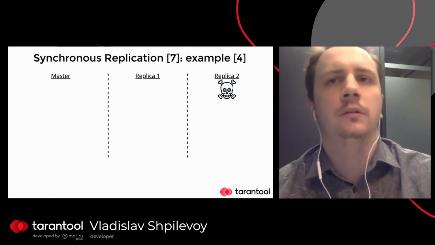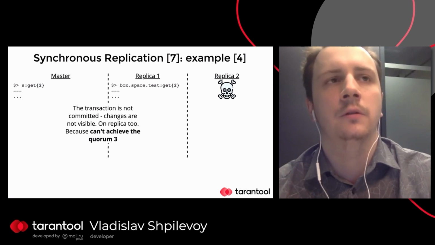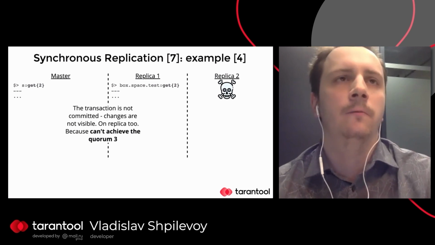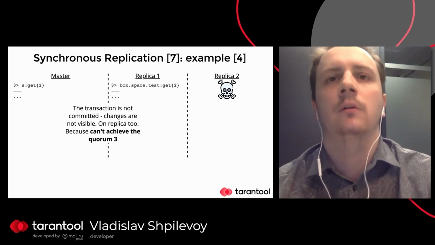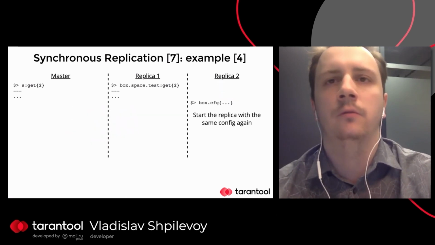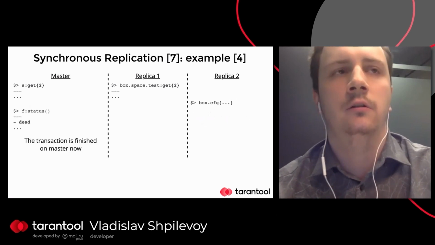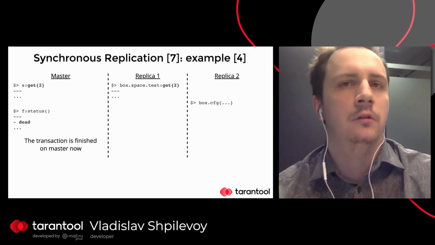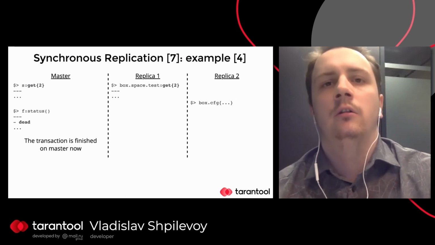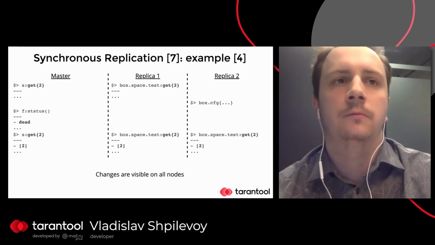I ensure that the transaction is not visible on the live nodes, because the quorum is not satisfied yet. I need quorum 3, and only 2 nodes are alive. Then I resurrect the killed replica with the same configuration, and I see that the fiber with the blocked transaction is finished. So the transaction must be finished too. I check it on all nodes, and indeed, the data is visible on all 3 nodes.